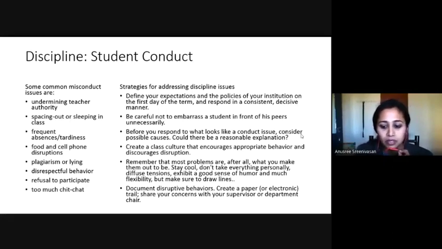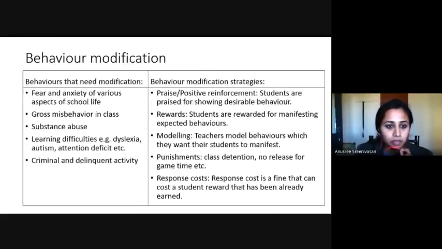Now, another thing is behavior modification. So behaviors that need modification are fear and anxiety about various aspects of school life.